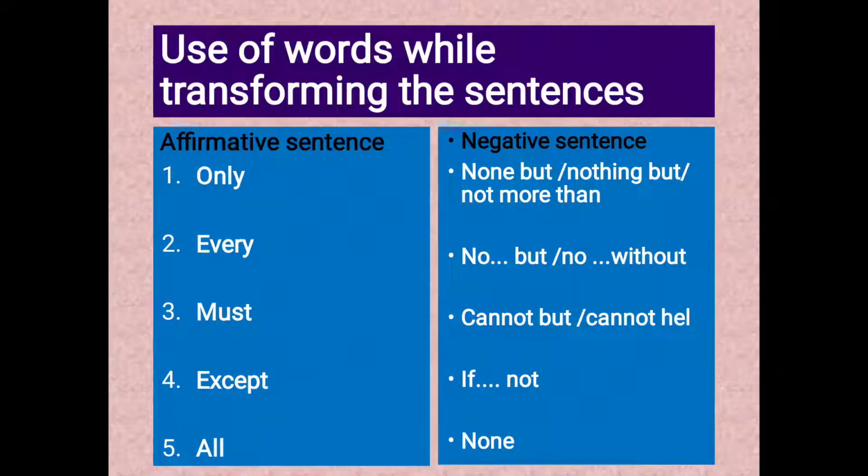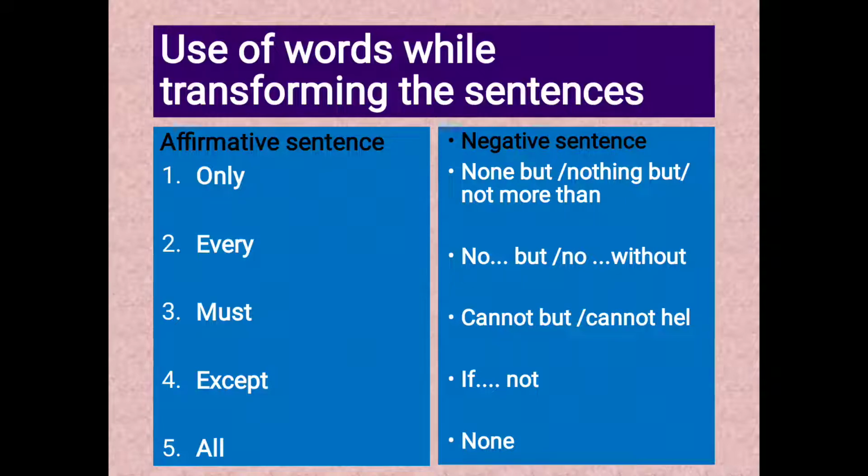Here is the first word, only. Instead of only, you can use none but, nothing but, not more than in a negative sentence. The second, every. When the word every comes in an affirmative sentence, you can use no dash but, no dash without. We are going to learn all these types later in my next slides.